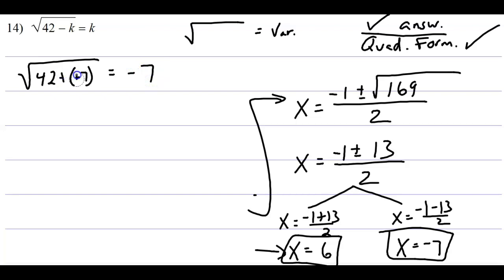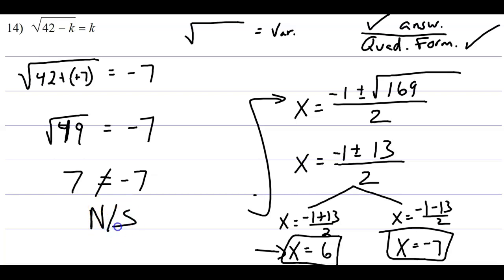So double negatives become a positive. So I have the square root of 49 is equal to negative 7. And the square root of 49 is 7, and those things are not equal to each other. And therefore, we're going to say that's actually a no solution type of question there. And we're going to go ahead and drop that out. Okay? So that is not a viable solution.